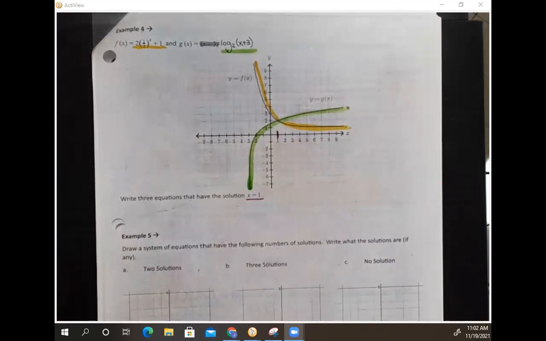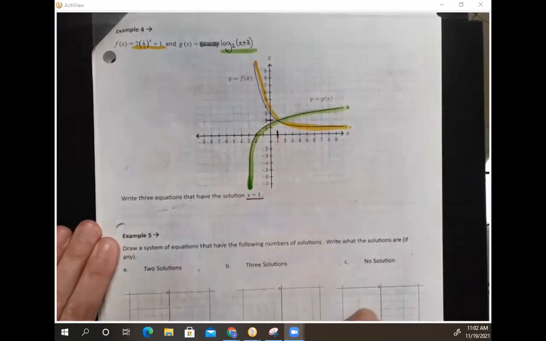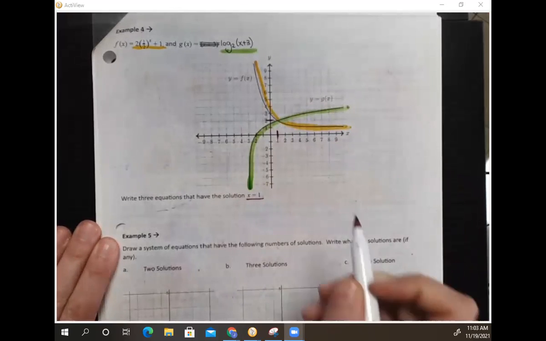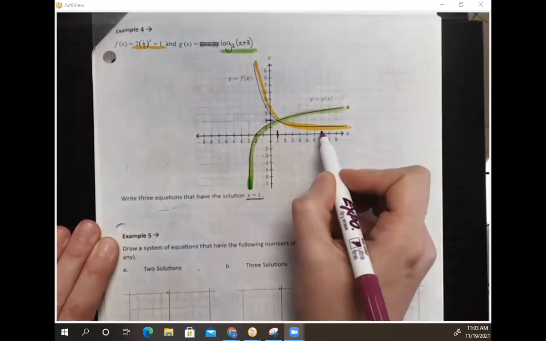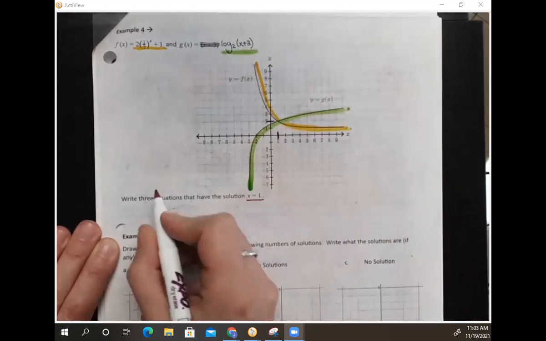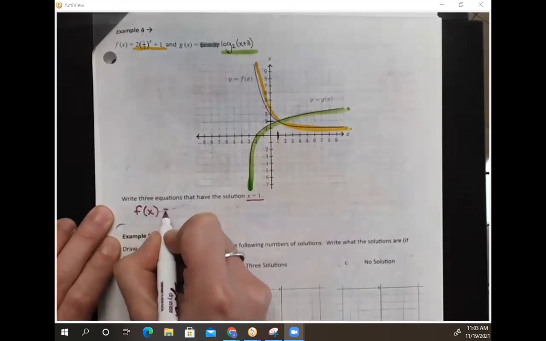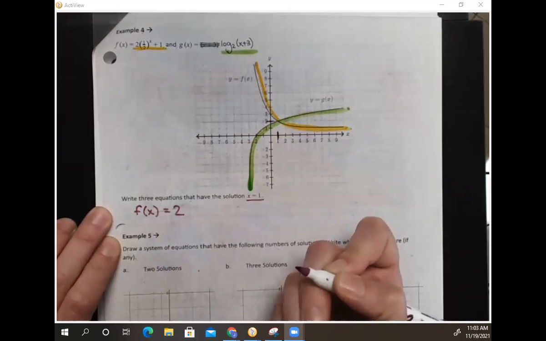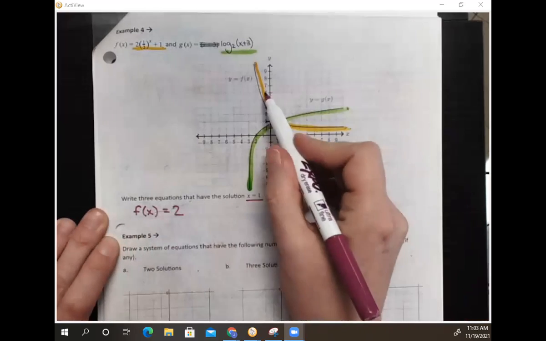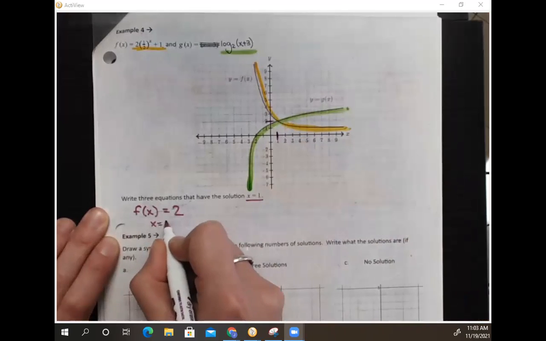There's a 2 for the y value. Okay, there's a 2 for the y value. So what that means is that for f of x, our yellow graph, when y is 2, x equals 1. So what I can say is if f of x is equal to 2, if 2 is the y value, then I have a solution of x equals 1.